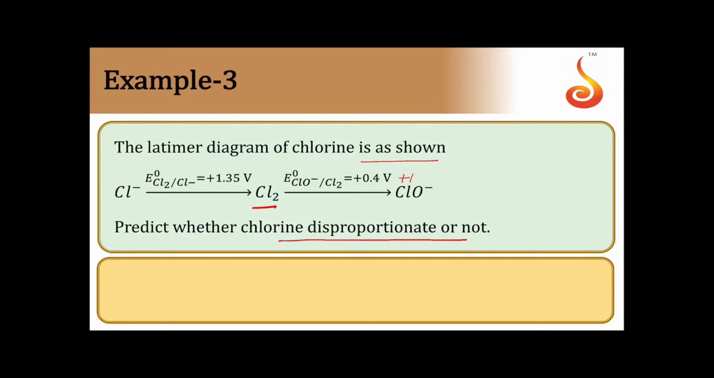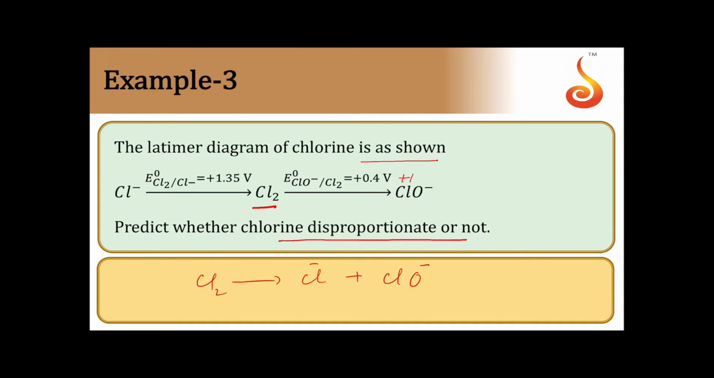Whether chlorine disproportionates or not means chlorine must simultaneously undergo oxidation as well as reduction. Then we can say it disproportionates. Suppose a reaction takes place, say Cl2 giving rise to Cl minus as well as ClO minus.